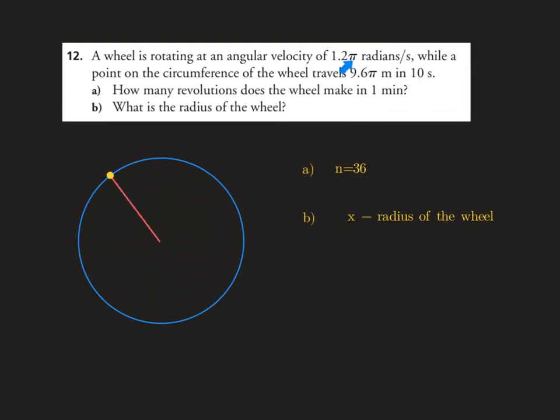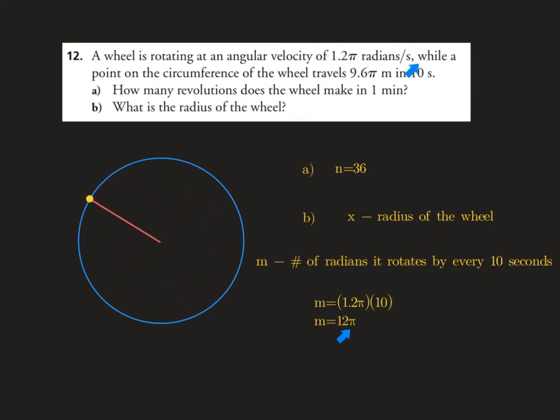Well, let's see how many radians it moves in 10 seconds. Radians is the angle, and we know it goes 1.2 pi radians every second. That's the angular velocity. So every 10 seconds, it must go 12 pi, right? This multiplied by 10. So if this is every second, then in 10 seconds, it goes 12 pi.